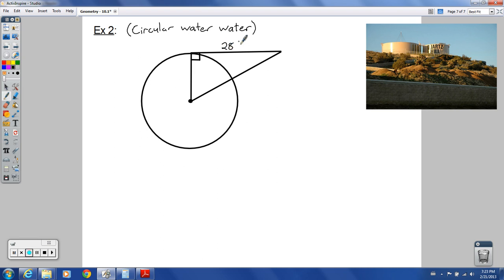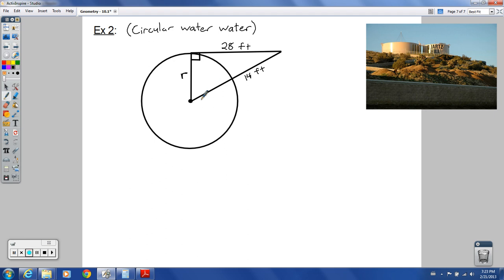This we're going to say is 28 feet. We're going to say you started here and you walked off a distance of 28 feet, and then you walked towards the water tower this way, and you found that from here to the point where you actually came to the water tower, that was 14 feet. How could we possibly figure out the radius of this water tower? Well, we can use the Pythagorean Theorem, it seems, because it's a right triangle. It seems like that would work.